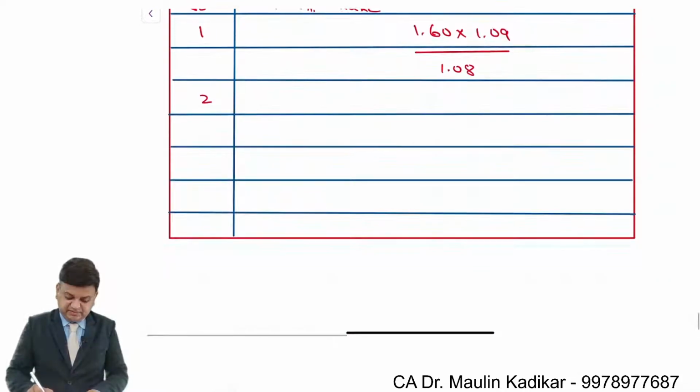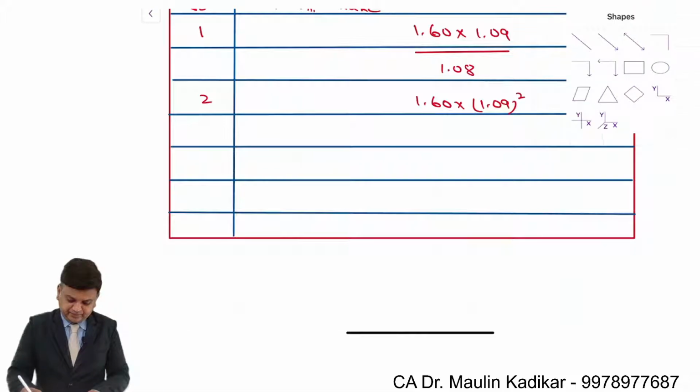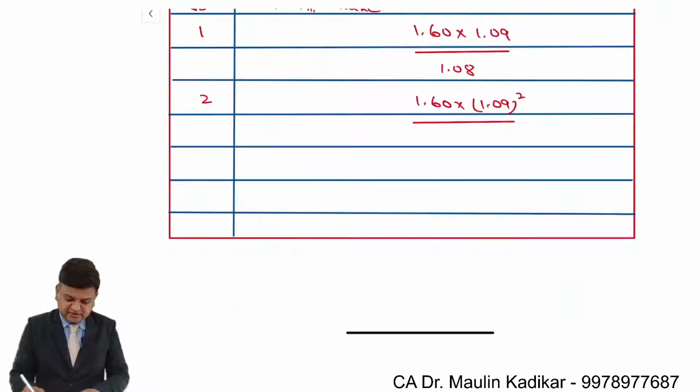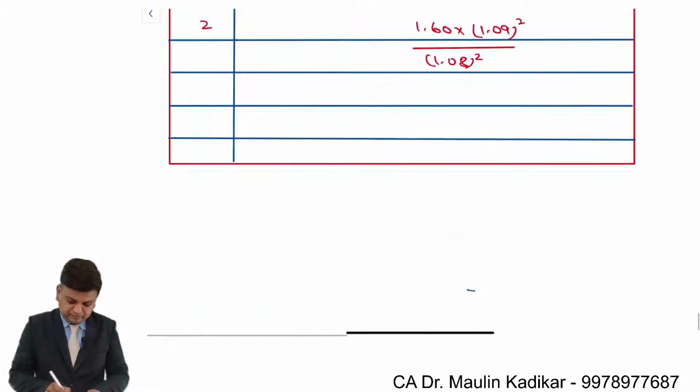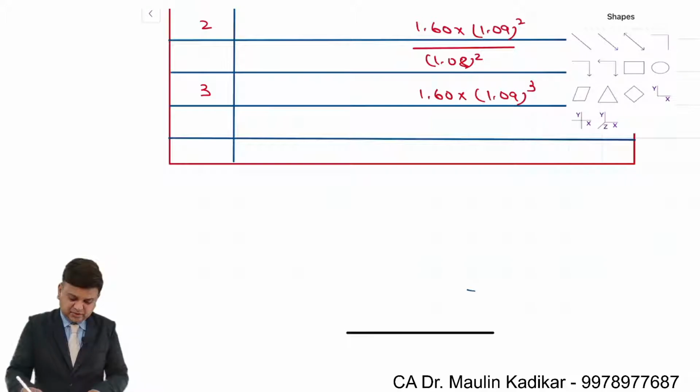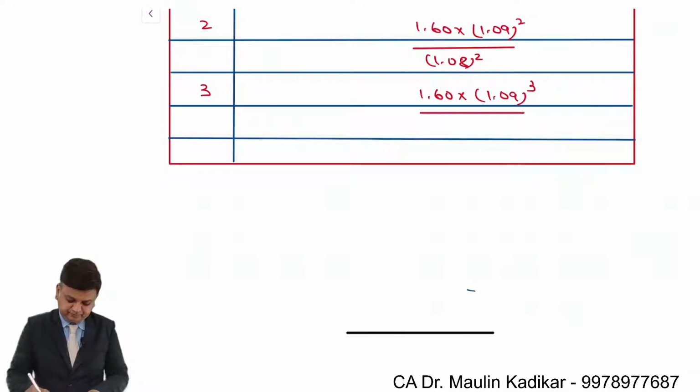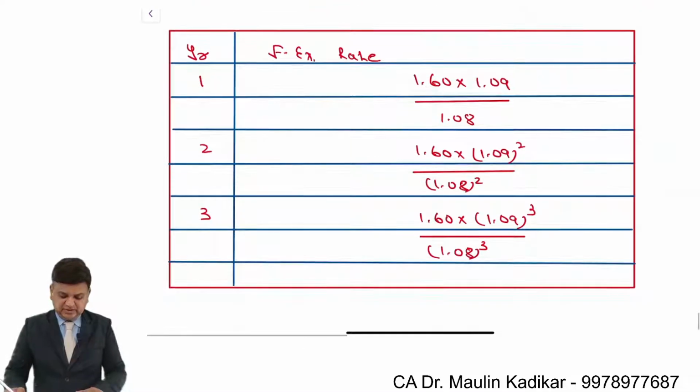For the second year, the same thing will be continued. 1.60 into 1.09 raised to 2 divided by 1.08 raised to 2. Similarly, for the third year, 1.60 into 1.09 raised to 3 divided by 1.08 raised to 3. This is the way we'll compute from year 1 to year 3 end.